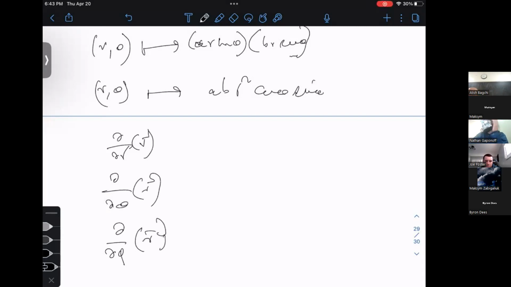Clear? Spherical polar coordinates, which is a problem in the problem set. So you should do this and also this. Okay?